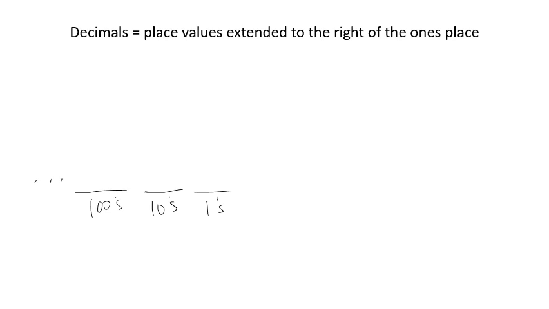Now, once we start talking about decimals, we're talking about place values that go to the right of the ones place. And so we're going to have a place here for our tenths, our 100ths, our 1,000ths, and so on and so on. And we're going to use this decimal point here to remind us where the ones place is.